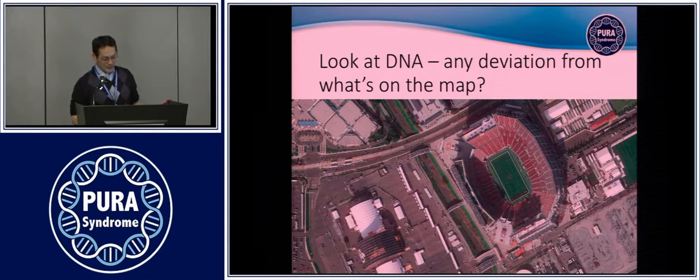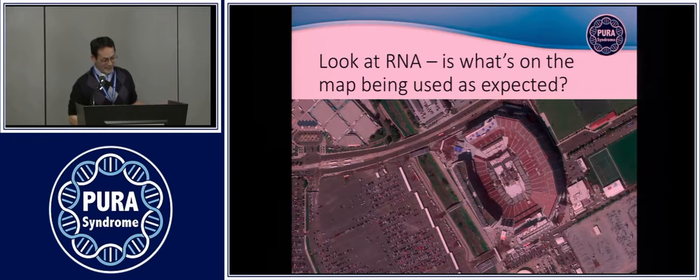But if you were to look at the RNA, it's a bit more like asking, is this thing being used as we would expect? And here, the stadium, which should be for football, is actually being used by WrestleMania. So it's not always what you expect, and this is trying to say that RNA can be used differently. It's different, and it's not always what you expect.